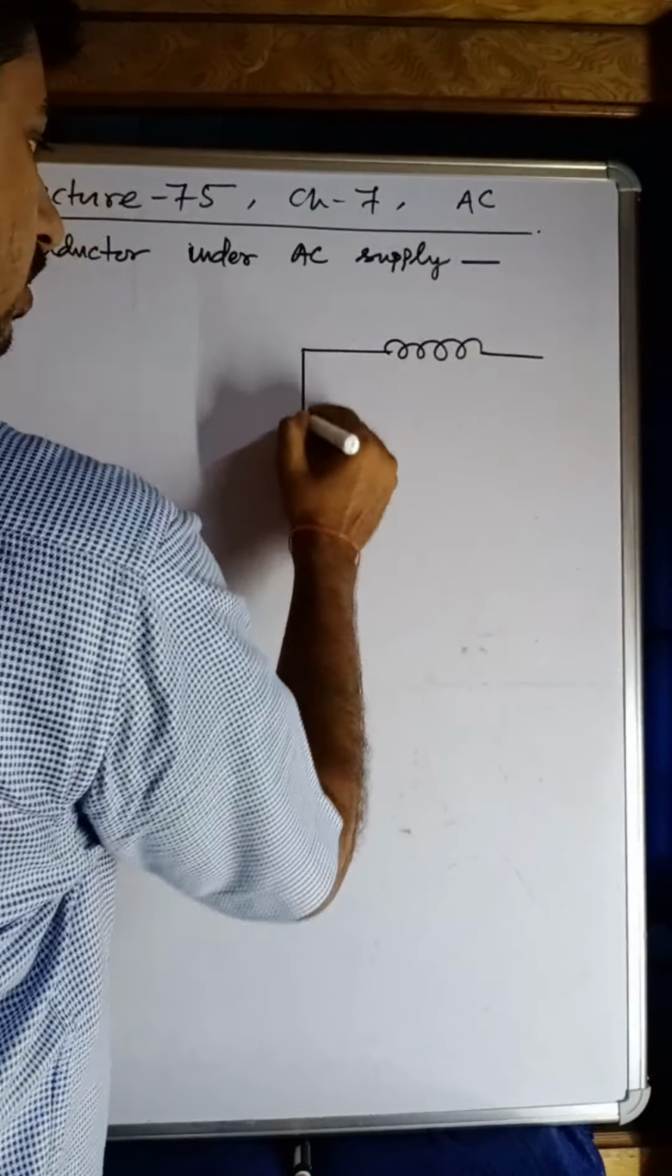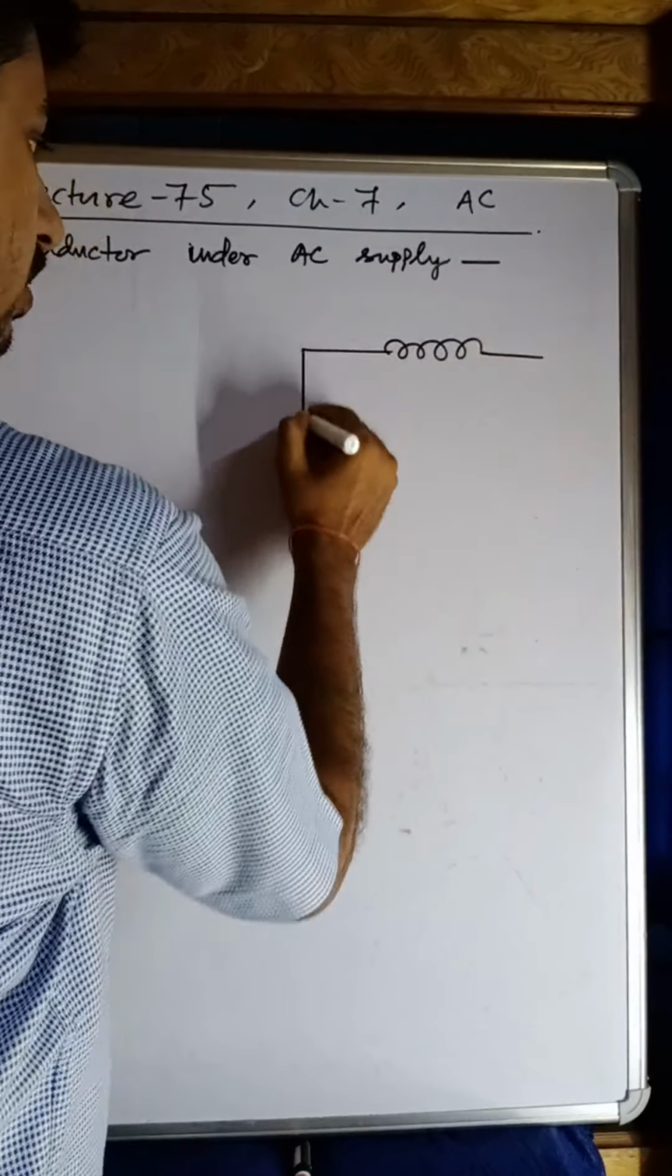Now applying KVL, my dear students, we can write here E naught sine omega t minus the voltage drop across the inductor. Do you remember, my dear students? That is called the back EMF. Yes, it is minus L di by dt, and the modulus will be this much. This is the voltage drop over the inductor.